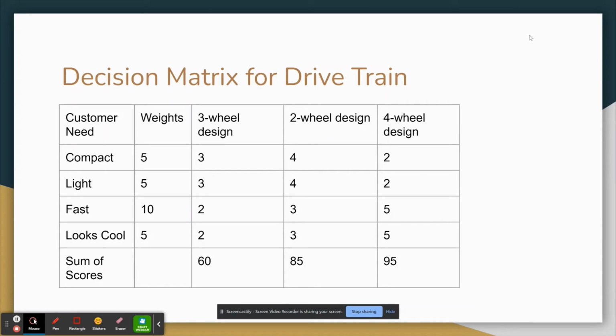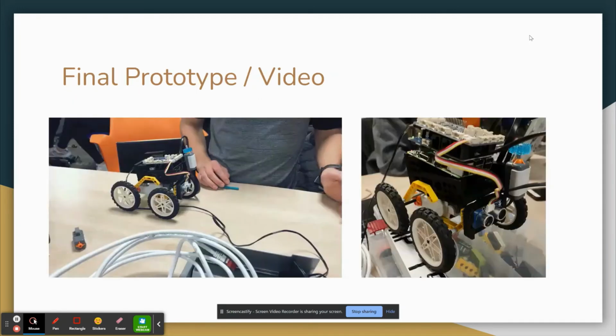And so our 3-wheel design was the lowest scoring of the 3 designs, mainly because it didn't go as fast, which was obviously the most weighted qualification. The 2-wheel design went a little bit faster, but it still was not as successful as the 4-wheel design, which ended up being our final design.